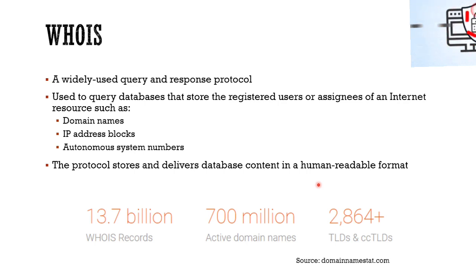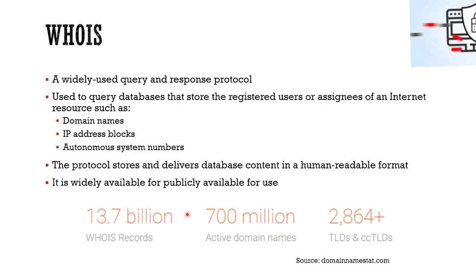According to DomainNameStat.com, there are currently 13.7 billion Whois records, 700 million active domain names right now, and over 2,800 top level domains or country code top level domains. CC country codes like UK and TV, and TV is actually a country code, or CN for China, or JP. So these are top level country codes.